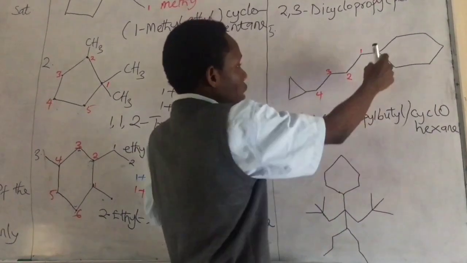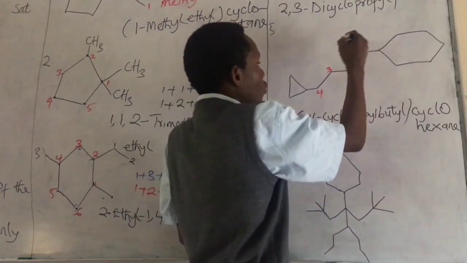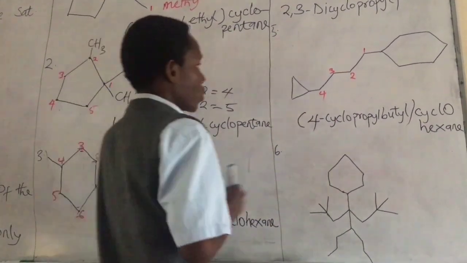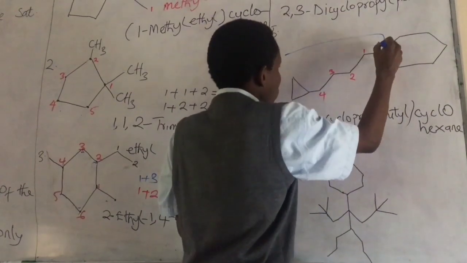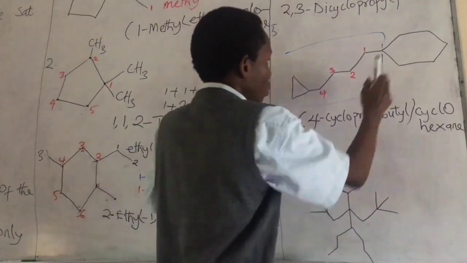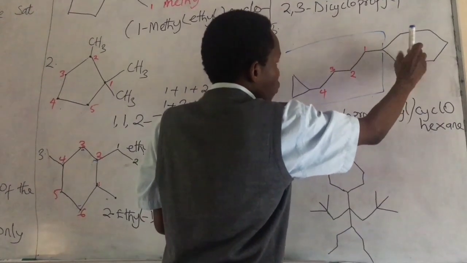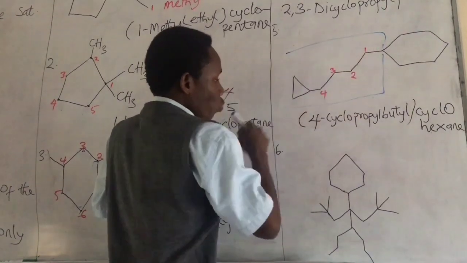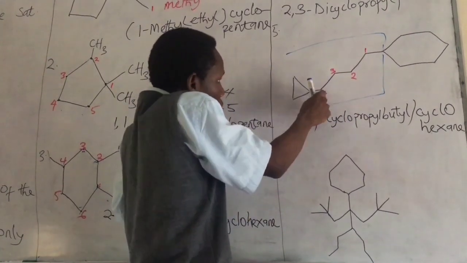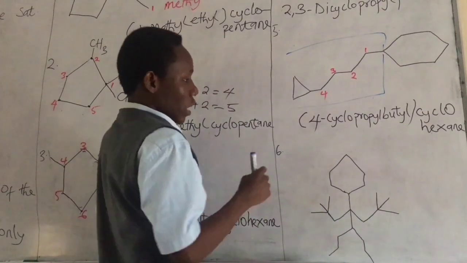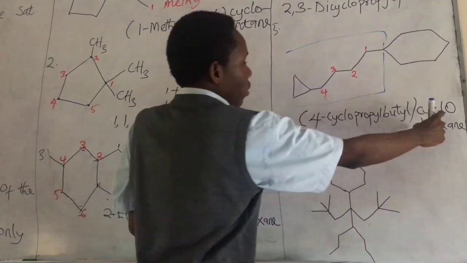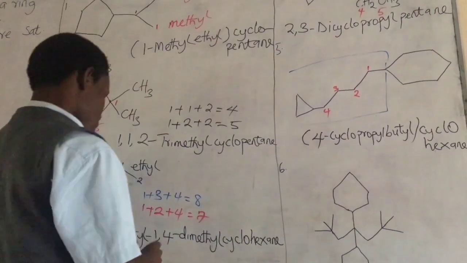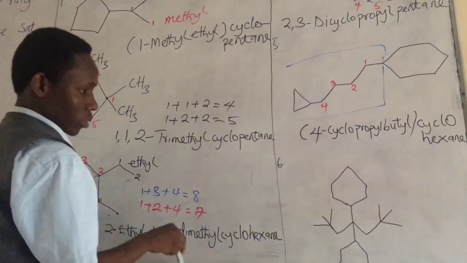Why are we not numbering this cyclohexane? Because it has just one substituent. This cyclohexane has just what? One substituent. And then on this one substituent, we have another substituent on carbon 4 of this one substituent. And that is why we are putting this in brackets. And then this is alone cyclo what? Hexane.